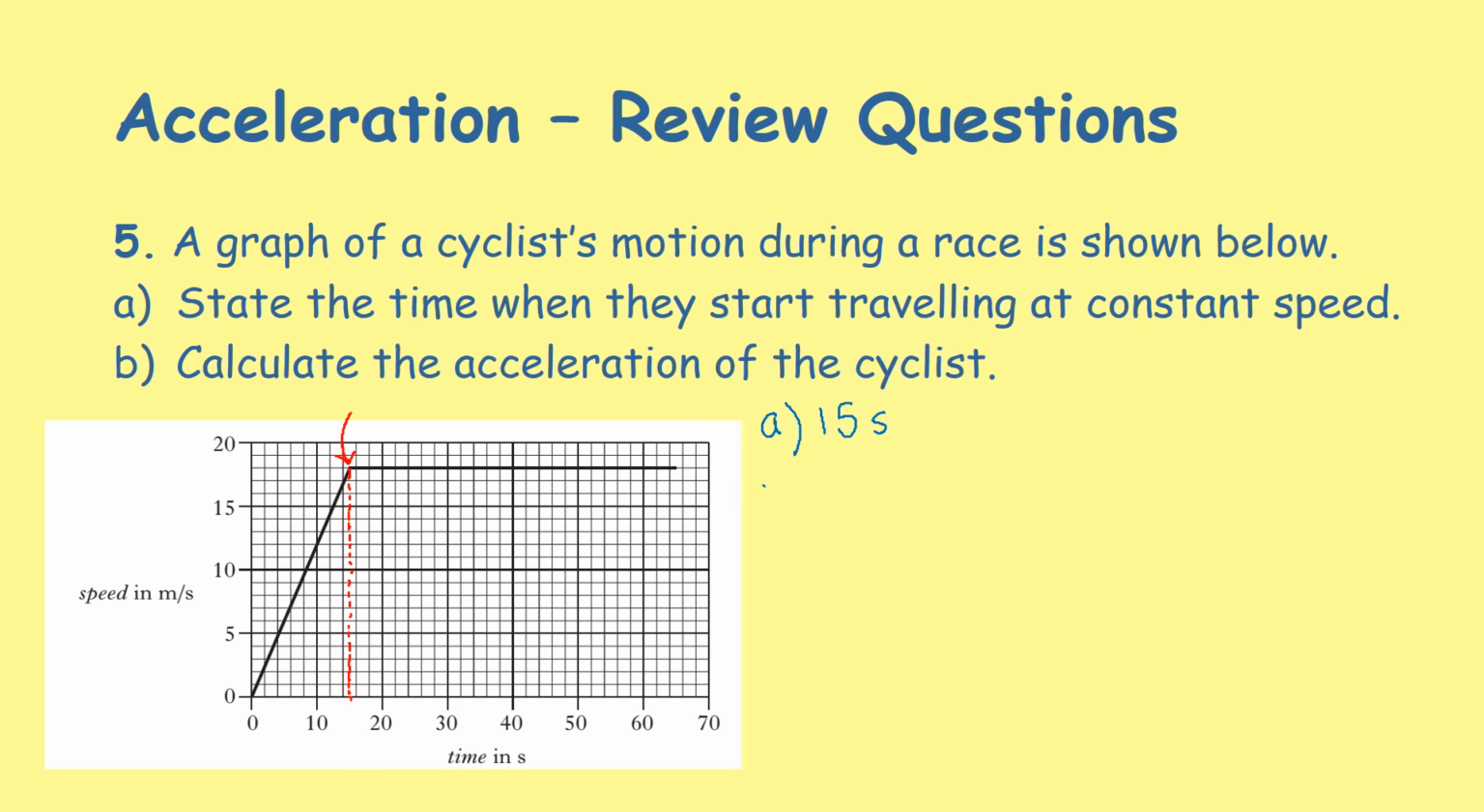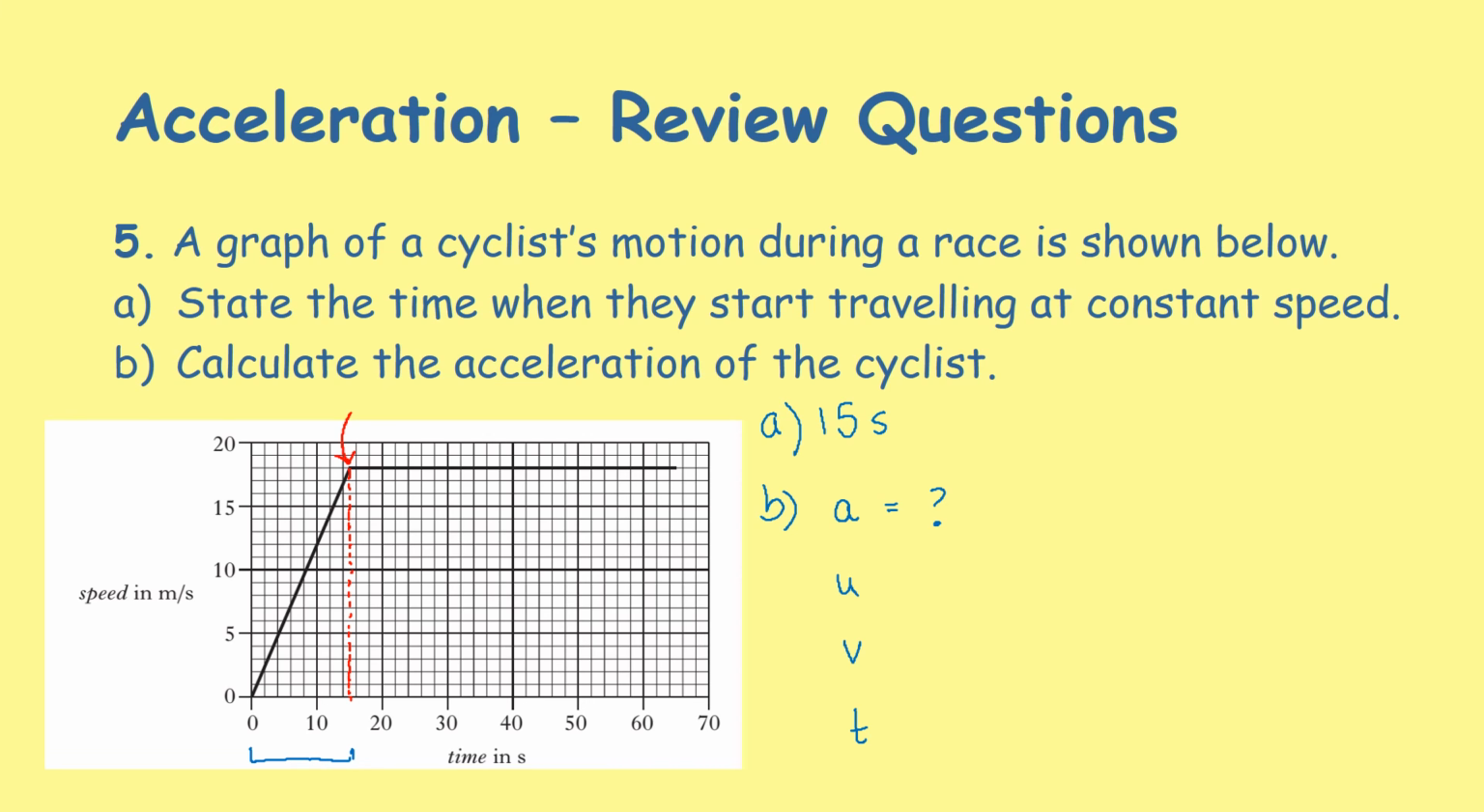Let's look at part B now. We want to calculate the acceleration of the cyclist. So using our equation, we want to first write down our values. So A is our question mark. We need our initial speed, our final speed, and our time. Because we're calculating specifically the acceleration of the cyclist, we just want to look at the part of the graph which has a positive gradient, so between 0 and 15 seconds.